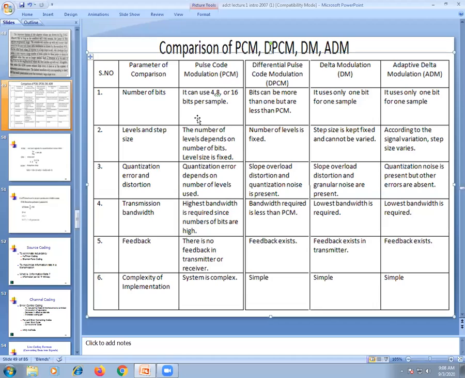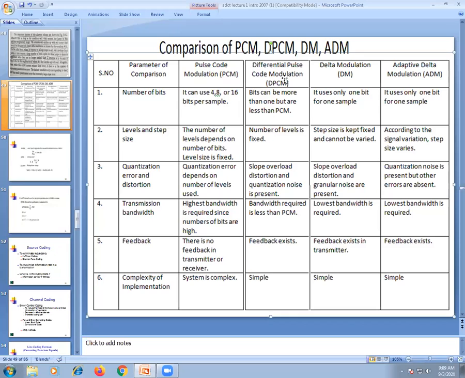So in pulse code modulation, the number of bits used per sample is 4, 8 or 16 bits. If 4 bits are used in PCM, what is the quantization level? The quantization level M is equal to 2 to the power of n, where M is the quantization level and n is the number of bits. If n is 4, 2 to the power of 4 is 16. If n is 8, 2 to the power of 8 is 256. That is the quantization levels, depending upon the number of bits used per sample. So in pulse code modulation, you can use 4, 8 or 16 bits per sample.